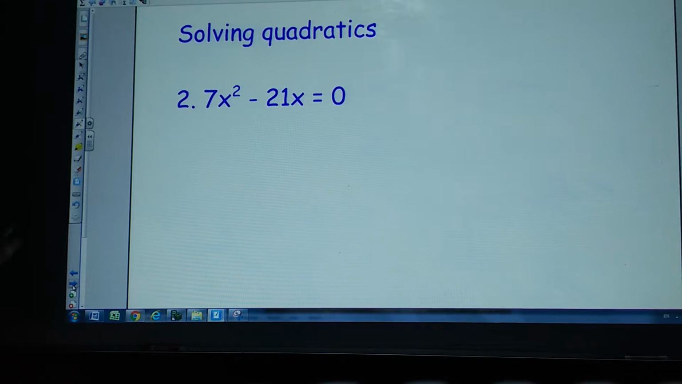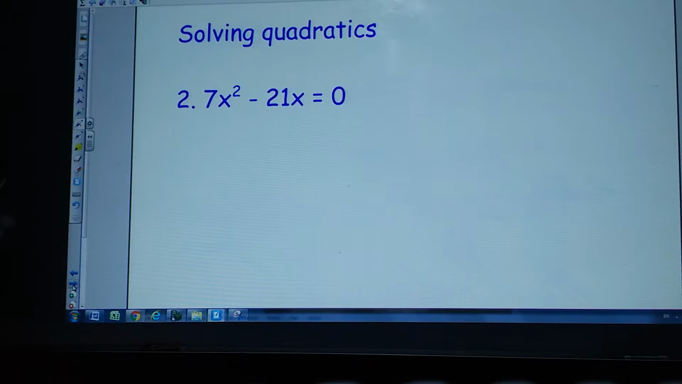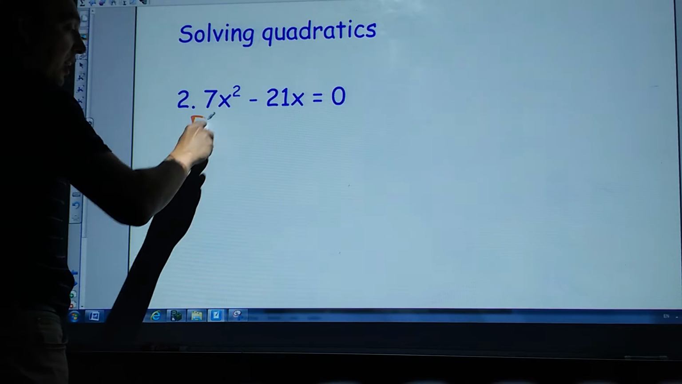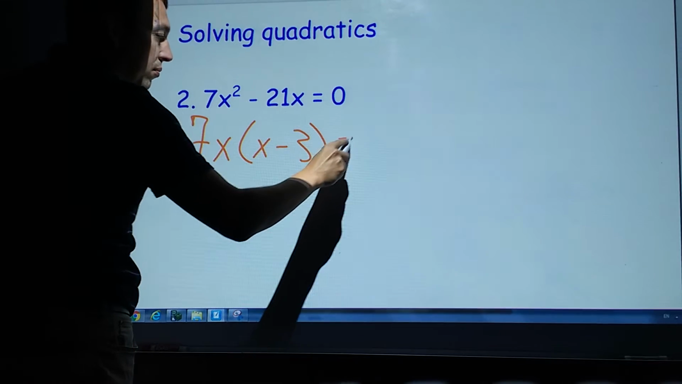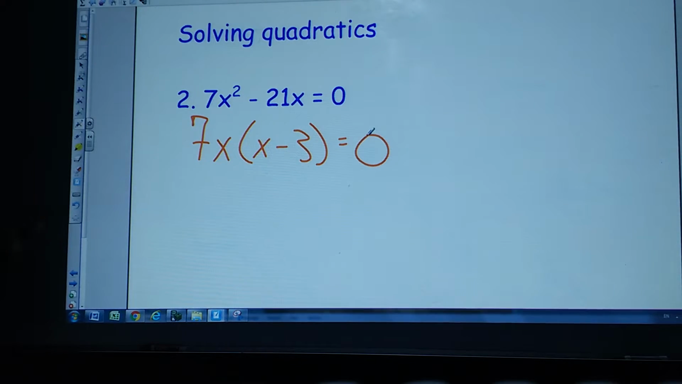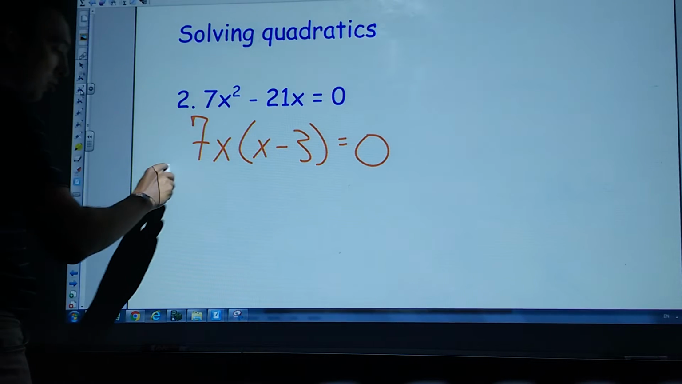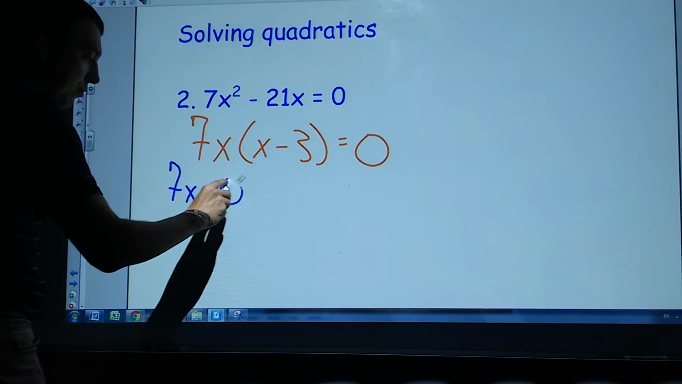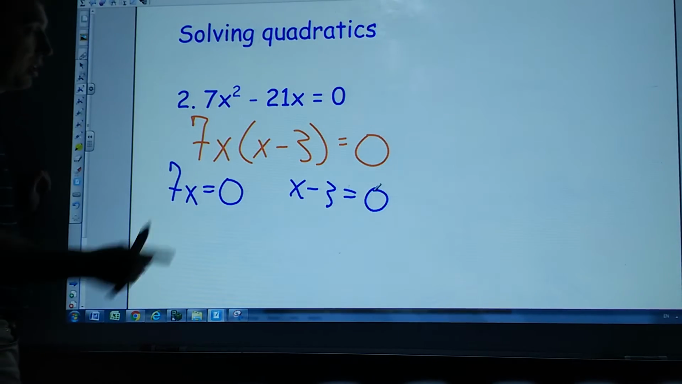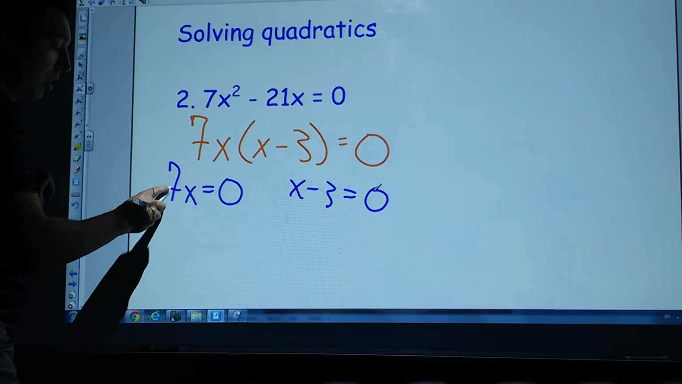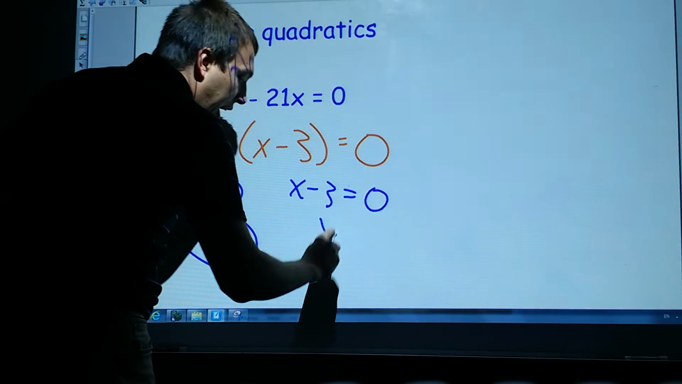Welcome back. I'm going to make sure that one side equals 0. It is. And then I'm going to factor. In this case, I can take out the GCF, a 7x, and I'm left with x minus 3. If you need to review factoring, there's a factoring video on Canvas. Then I'm going to set each part equal to 0. So 7x equals 0, and x minus 3 equals 0. I'm going to get my two solutions, because this 2 tells me how many solutions there are. Divide both sides by 7, so x equals 0. Add 3, x equals 3.